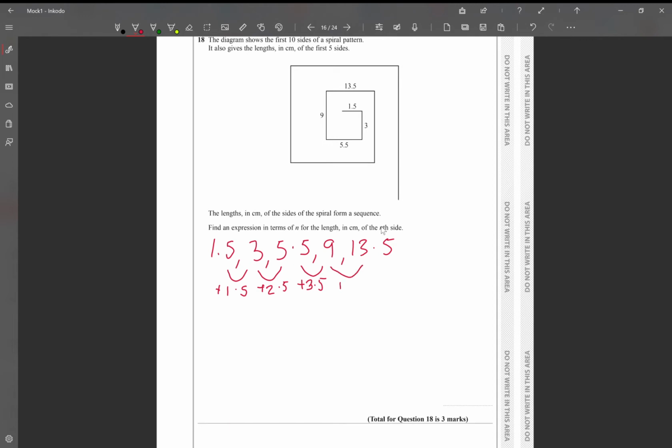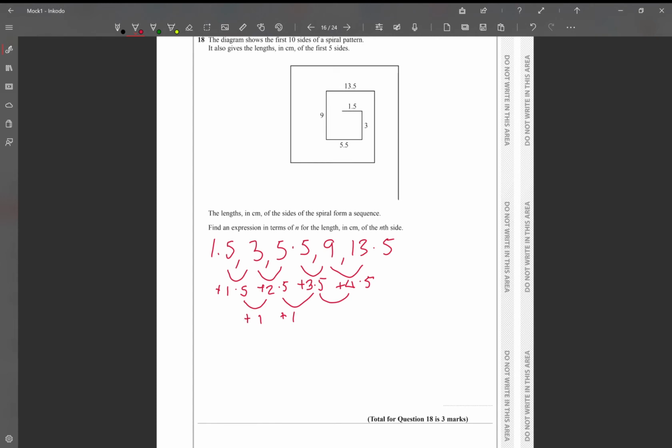Up 4.5. Okay, it's not going up in the same amount, but it is going up. The second difference is going up in the same amount. So the difference is here. It's increasing. I like to put a little plus 1.